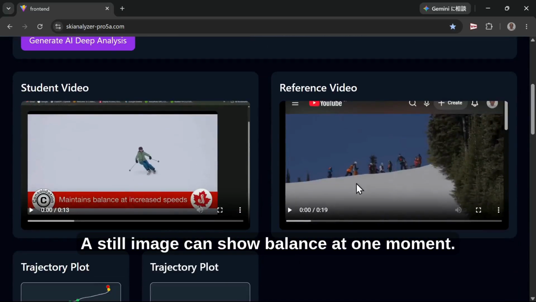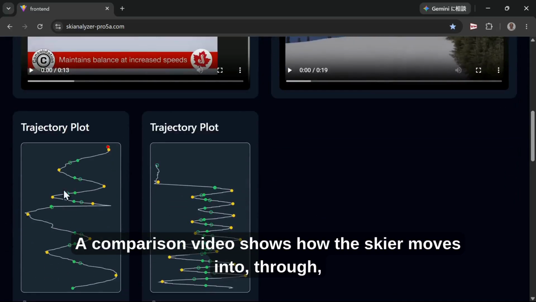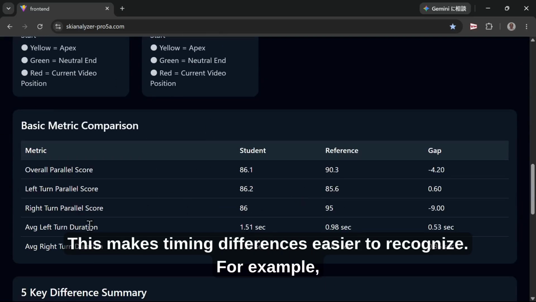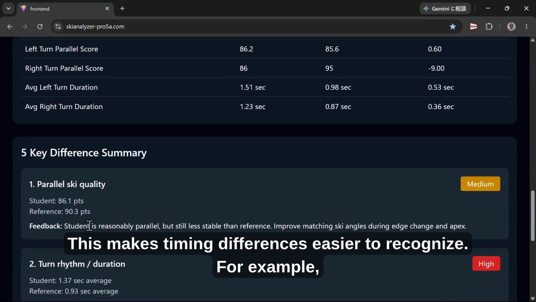A still image can show balance at one moment. A comparison video shows how the skier moves into, through, and out of the turn. In compare mode, both runs play at the same time. This makes timing differences easier to recognize.